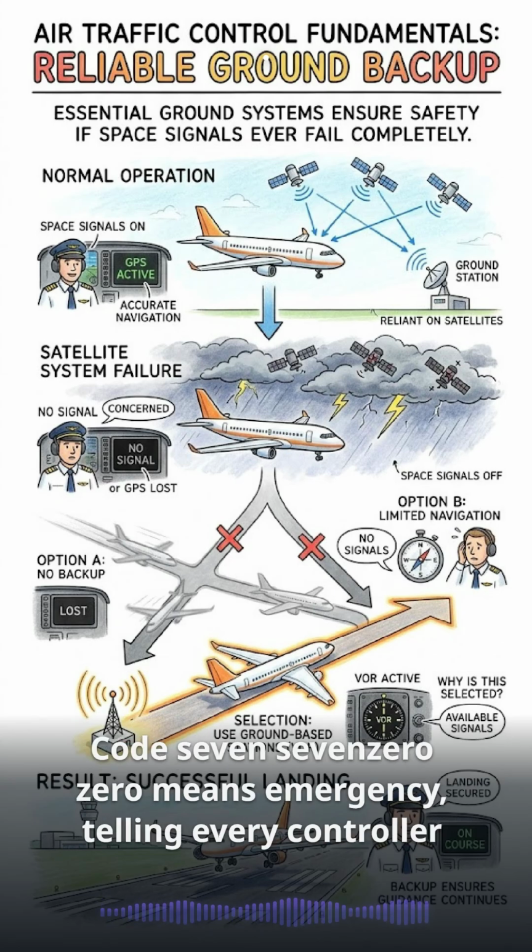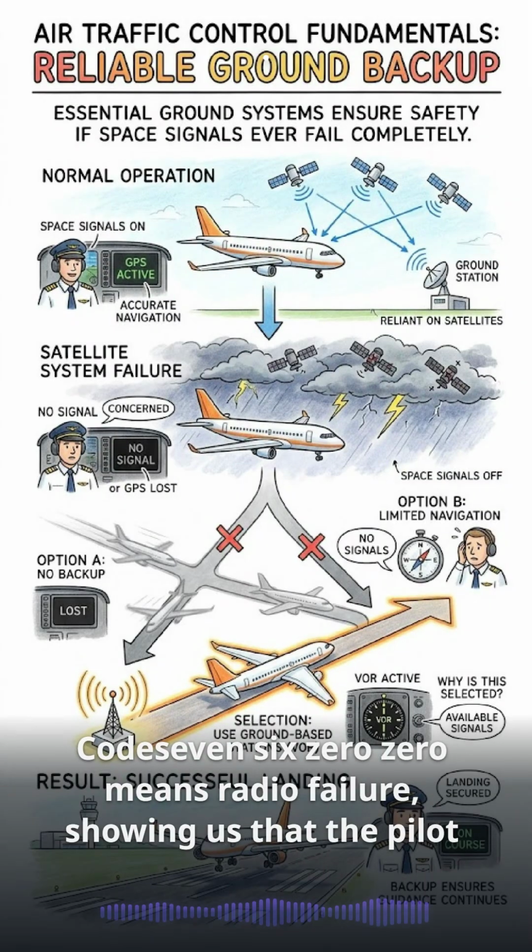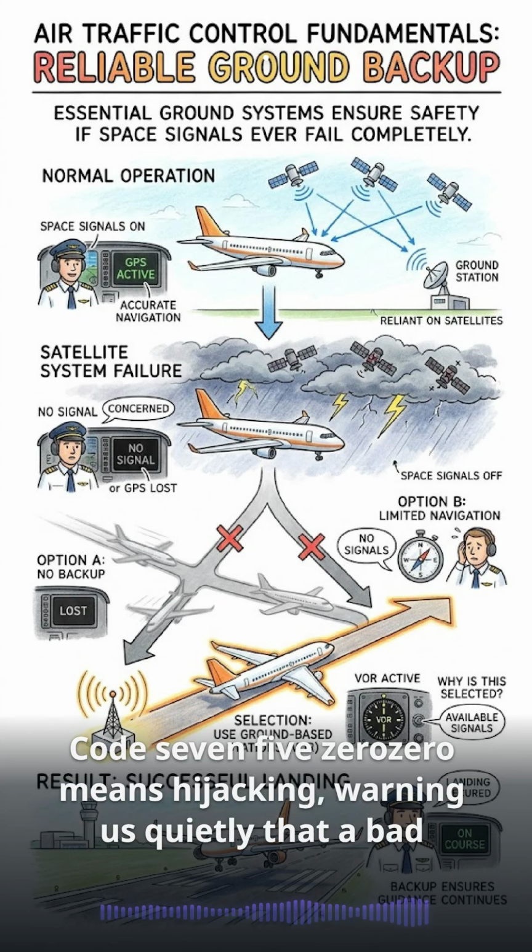Code 7700 means emergency, telling every controller that this plane needs immediate flying help. Code 7600 means radio failure, showing us that the pilot cannot talk to us. Code 7500 means hijacking, warning us quietly that a bad person took the plane.